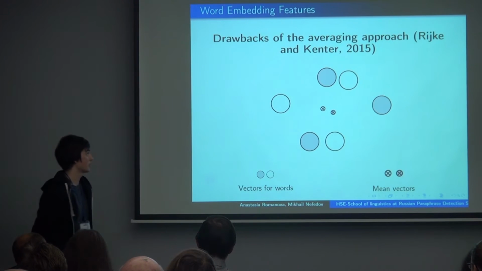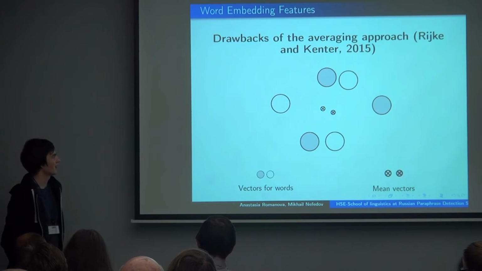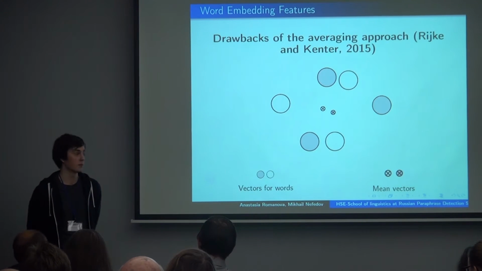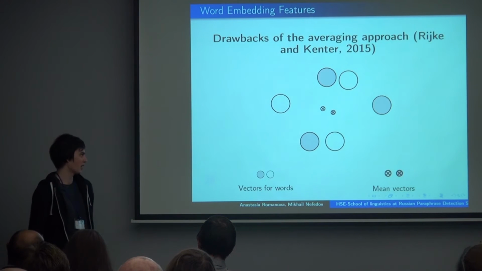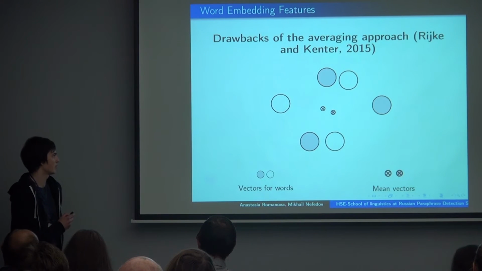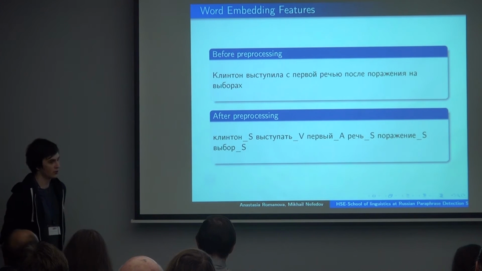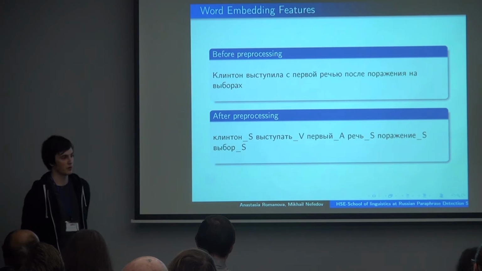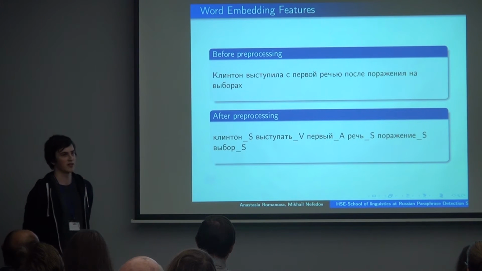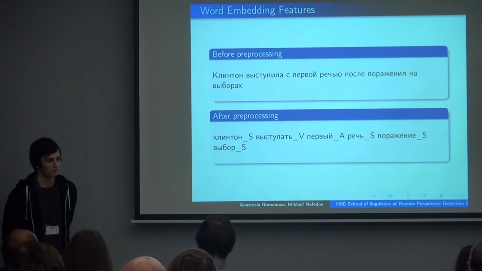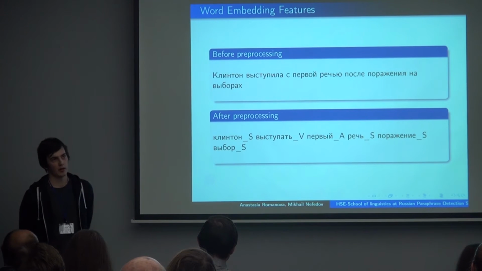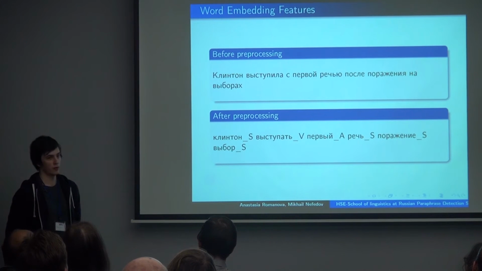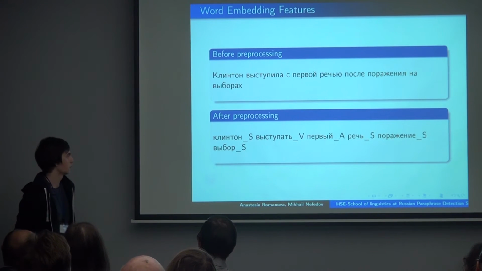Rychalska and Kenter suggested several methods, and we implemented them in our system. Before going into the details, I will describe the preprocessing step. We used 3 pre-trained word2vec models that were built by our groupmate at Higher School of Economics. They are mostly similar. They were trained on the 2 billion word corpus and differ only in window size.